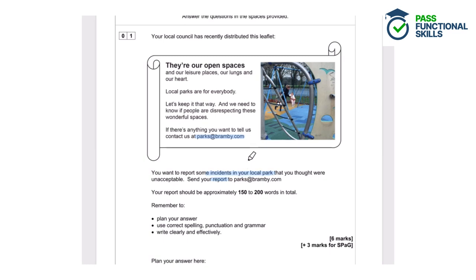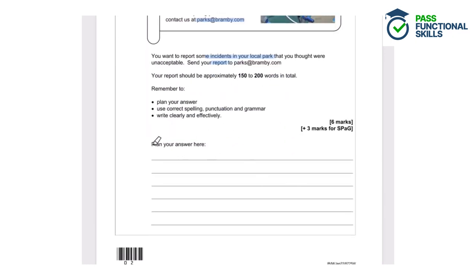So overall, we've got the audience, the purpose, and the text type. We need to be writing about incidents in the local park. We need to write this in the form of a report, and we need to write to the managers of the parks. So you should come up with a plan, so make sure to plan your answer in the space provided so that you've got lots of ideas before you start writing, and you'll be able to structure your answer effectively.